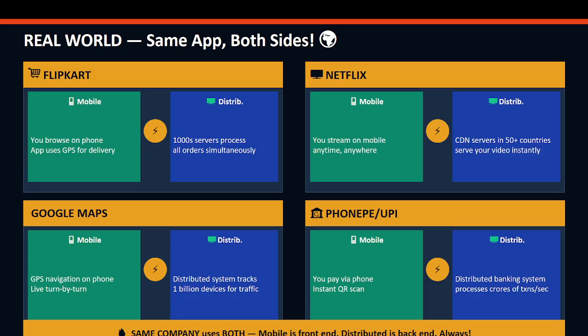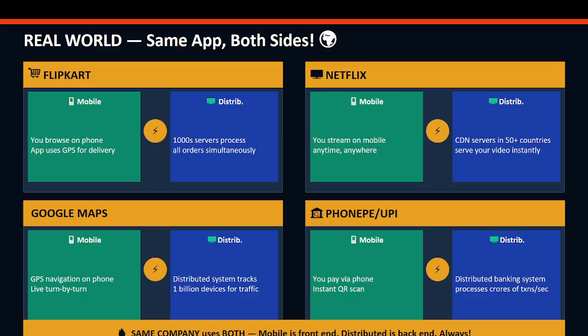Flipkart: you browse on your phone. GPS finds your delivery location. You pay via UPI. That's mobile. Flipkart's backend: thousands of servers process all orders simultaneously, run recommendation algorithms in parallel, coordinate warehouses. That's distributed. Netflix: you stream on mobile anytime, anywhere. Netflix backend: CDN servers in 50-plus countries serve that video to you instantly without buffering.